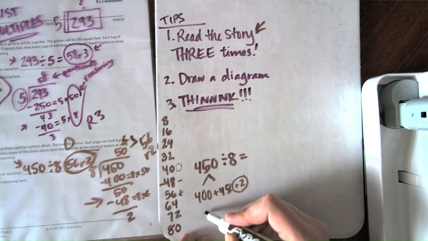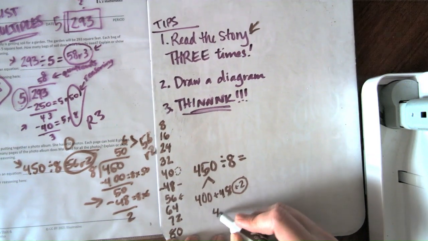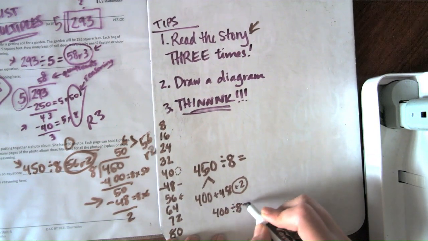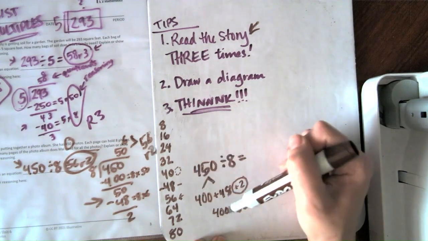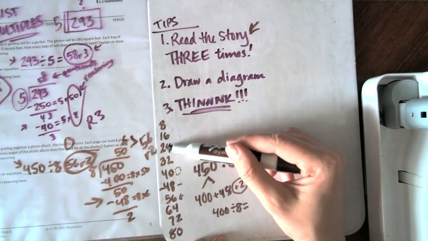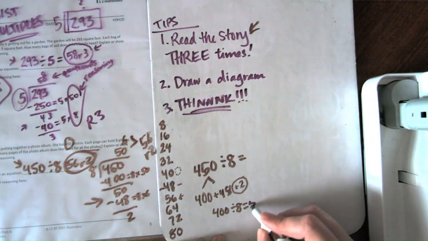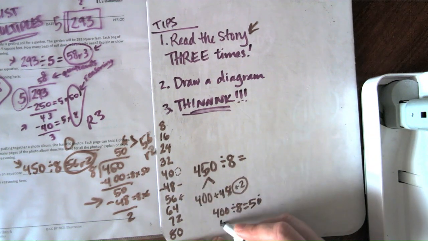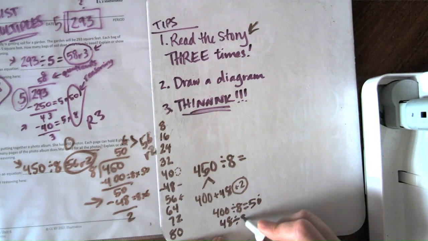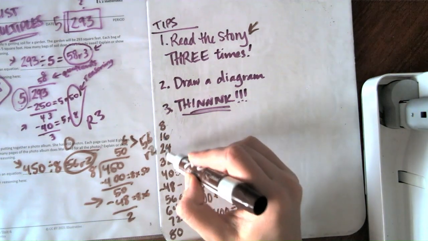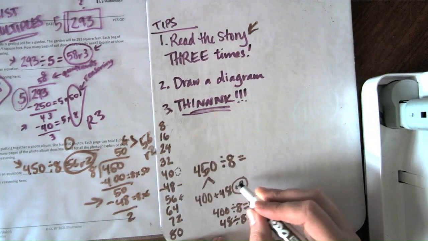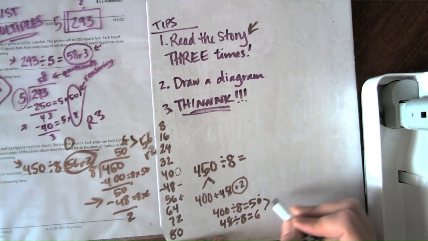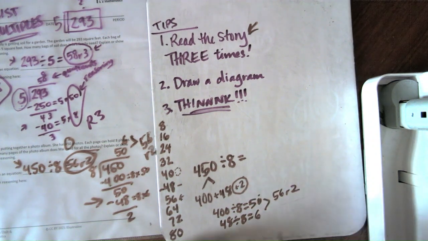So over here, if I wanted to complete this, I would do 40 divided by 8. Actually, 400 divided by 8 equals 1, 2, 3, 4, 5, with a 0, 5 with that 0 that I added. And then 48 divided by 8 equals 1, 2, 3, 4, 5, 6. And then I have this 2 left over that I can't divide, so I have 56 remainder 2.